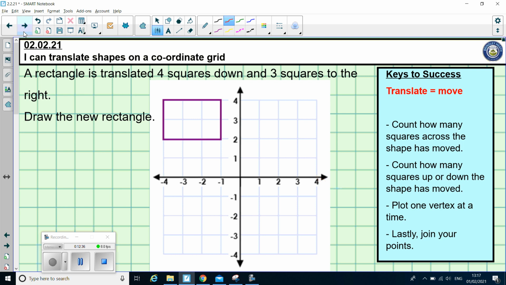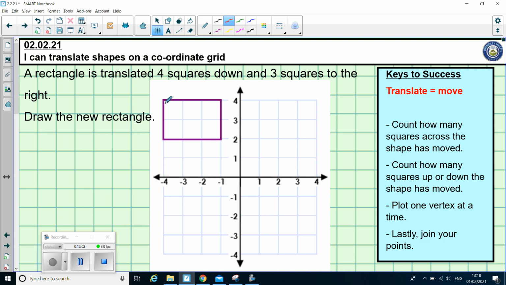Okay. Another question then. You can either have a go, as I said with the last one, on a printed coordinates grid, you could try and draw your own coordinates grid, or you can just pause the video and think about it and watch my answer in a moment. Okay, this time we've got a rectangle. It's been translated 4 squares down and 3 squares to the right.